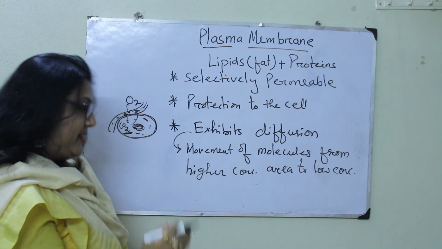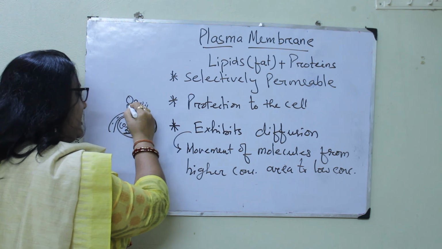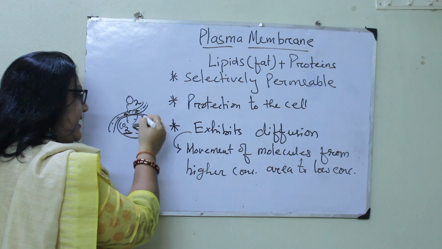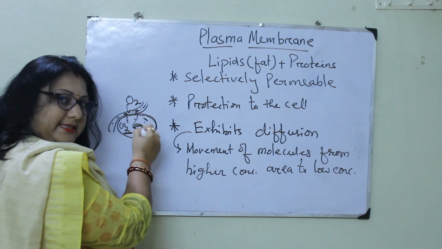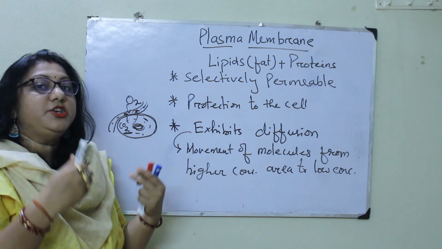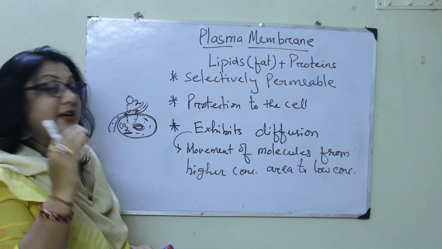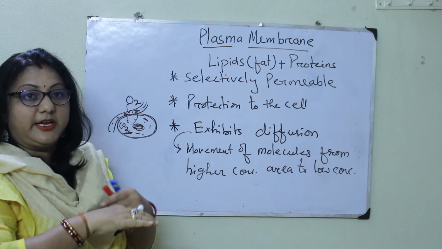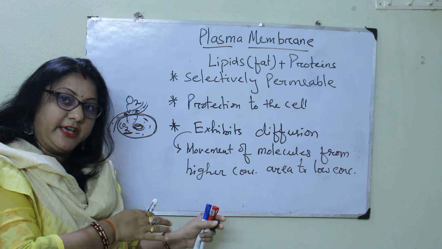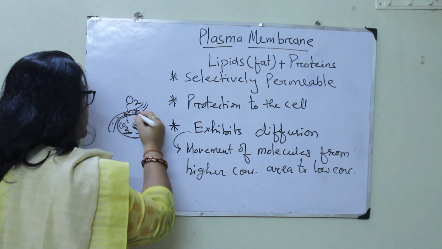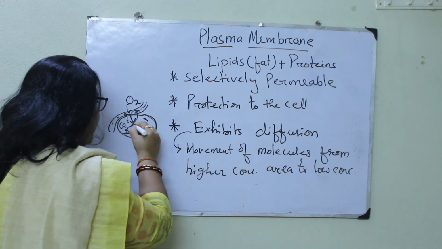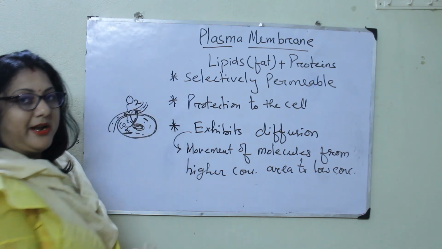Clear? Similarly, the oxygen molecules are in high concentration in the blood vessel and in low concentration in the cell. Why are they in low concentration? Because they have already been utilized during the process of cellular respiration. So their concentration is very less in the cell, whereas it is high in the blood vessel. So the oxygen will move from the blood vessel to the cell. Carbon dioxide will move from the cell to the blood vessel.